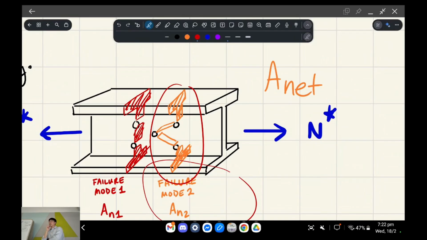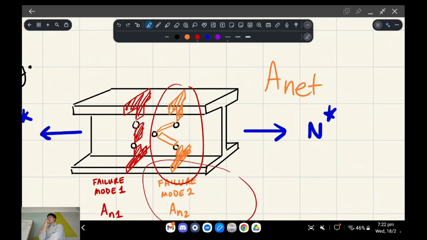Second. So the first one has 2 holes, so it should have 2 bits of material removed. The second one has 3. I'm not saying you're wrong, but do you get what I'm saying? There's 3 holes instead of 2. So what's causing the second one to potentially have more cross-section area?